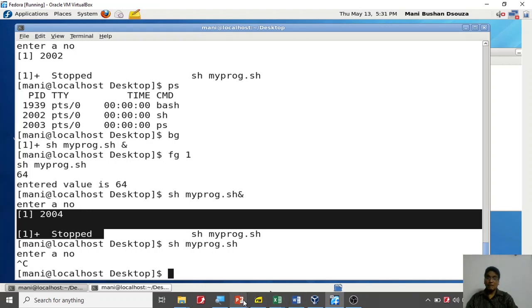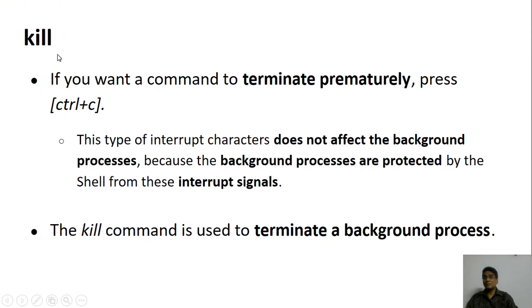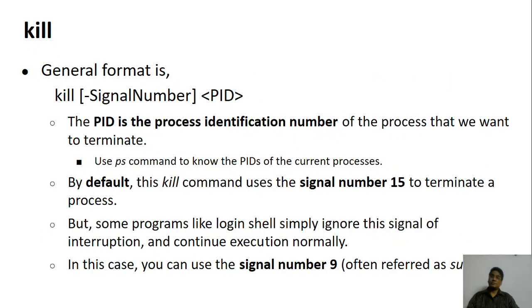What is the way in which I can terminate it? For this we have a command called kill. So kill can be used to terminate any process if you know the process ID. So this is the syntax of the kill. You type kill followed by the signal number. Signal number can range from 0 to 15. Any number you can specify, followed by the process ID, that is the process identification.